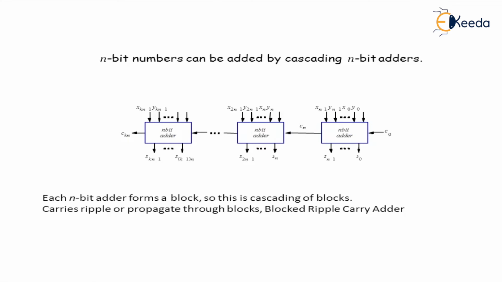Now n-bit numbers can be added by cascading n-bit adders. So you have the different forms of n-bit adders that can be used for performing different sorts of operation. Each n-bit adder forms a block. So this is cascading of blocks. The carry ripples, propagates through blocks, as in a block ripple adder, and so on. So it will move from c0 to cn.